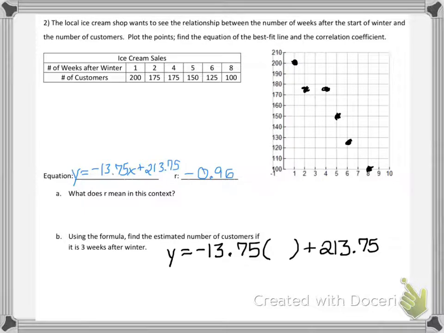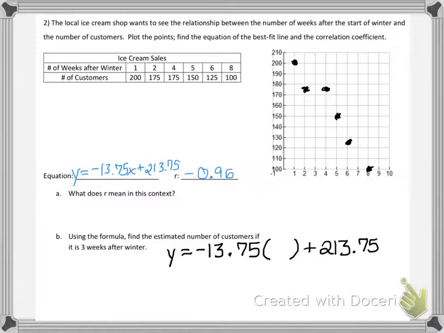All right, sometimes you're given a real application problem and they'll give you an equation to represent it as well as your correlation coefficient R. It says the local ice cream shop wants to see the relationship between the number of weeks after the start of winter and the number of customers. Plot the points, find the equation of the best fit and the correlation coefficient. So I already did all that part.